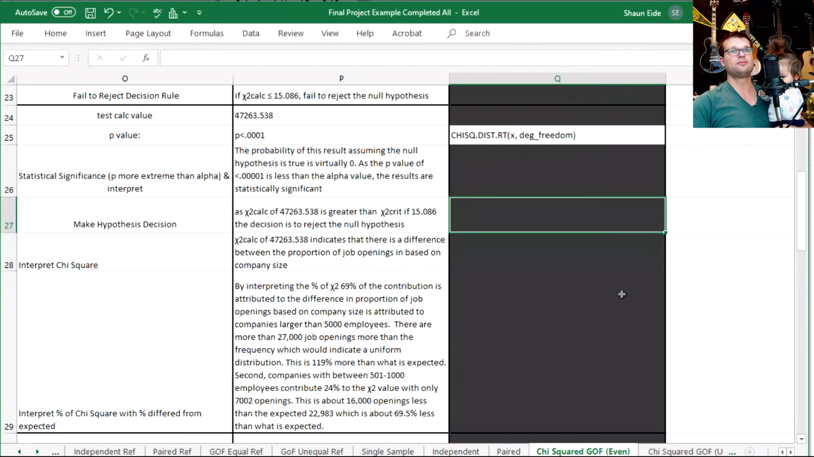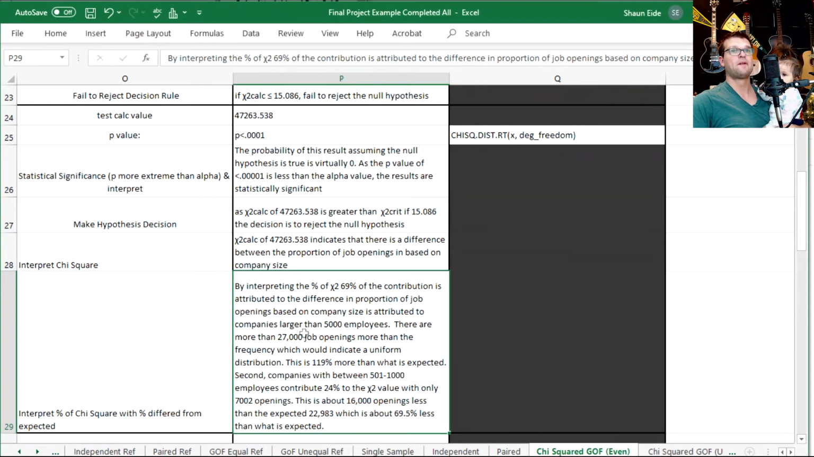So coming down here, there are more than 27,000 job openings, more frequent than what's expected in that category. This is 119% more than what's expected. Second, companies with between 501 to 1,000 employees contributed 24% of the chi-squared value with only 7,002 openings. This is about 16,000 openings less than what's expected, which is the 22,983, which is about 69.5% less than what's expected.